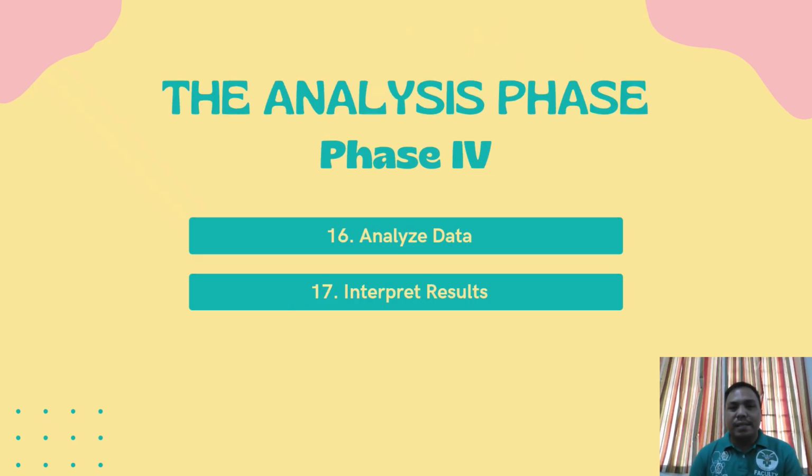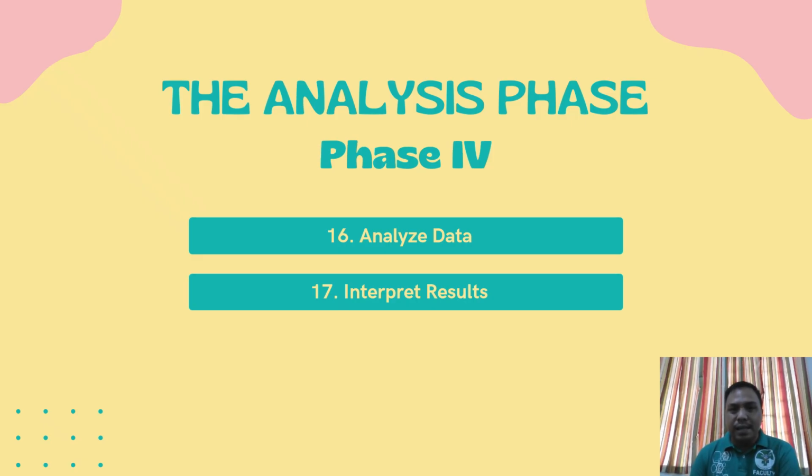Next, we have the analysis phase, or phase 4, of the quantitative study. The researcher focuses on making sense of the collected data. This begins with analyzing the data using appropriate statistical methods to test the hypothesis and determine the relationship between the variables. The analysis may include descriptive statistics such as means and percentages, and inferential statistics such as correlation or regression, depending on the study's objective.